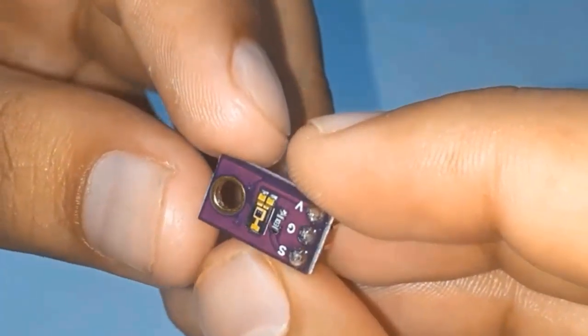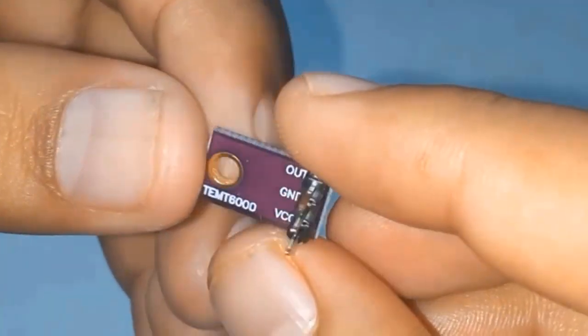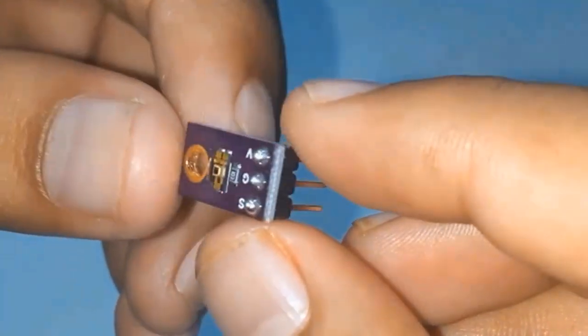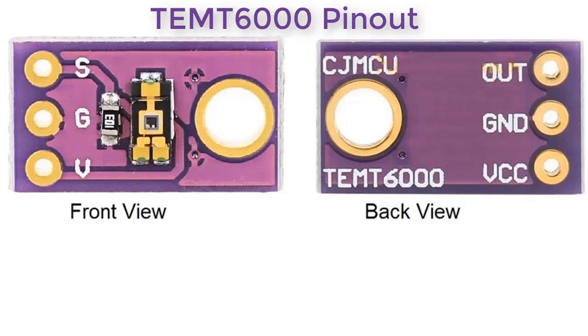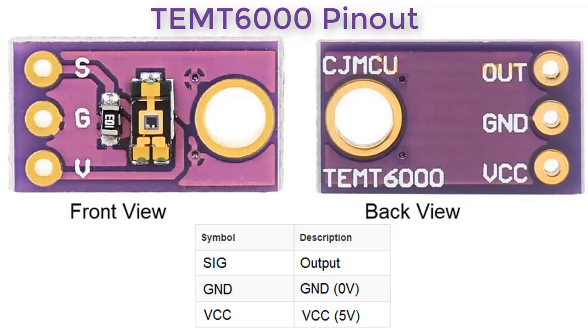I have soldered three metallic male headers on this sensor. Now this can be simply inserted into a breadboard. This is the front side and the back side. The signal pin is the output pin, the ground pin is the ground pin, and VCC is supplied with 5 volts. It can go up to 6 volts.